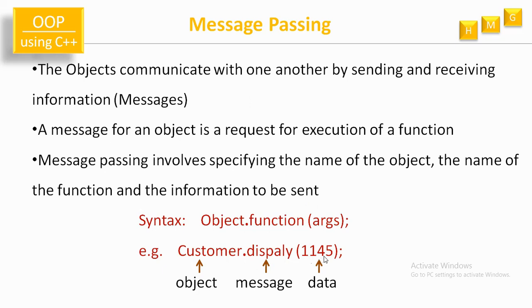So here the customer object is requesting to display the account details of account number 1145. So the balance of this account, the name of the customer, and the balance of that account, that information will be displayed. In this way, message passing is done with the help of the object, function, and information, and the object will communicate with another object to get this type of information. So this is the concept of message passing.